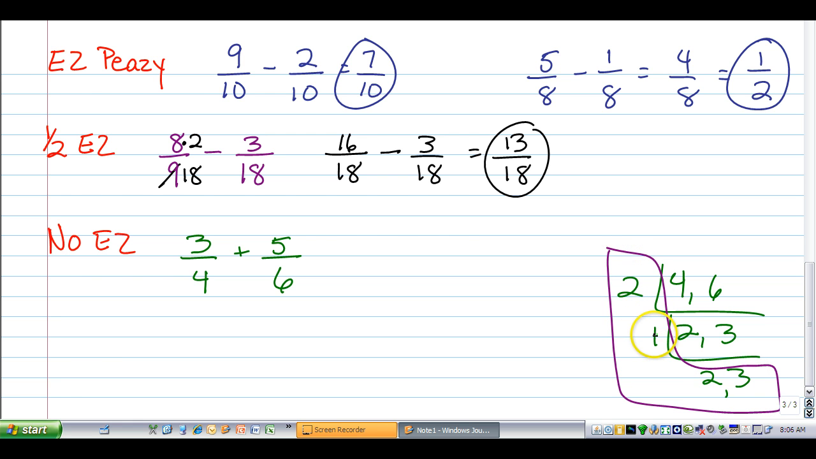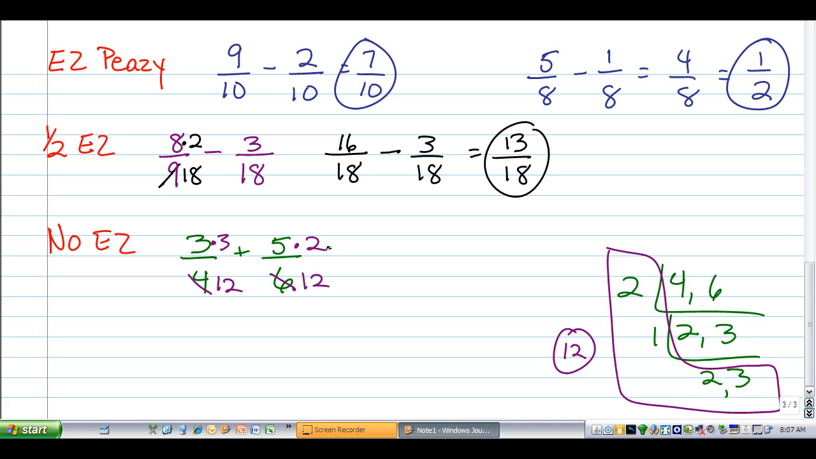2 times 1 is 2, times 2 is 4, times 3 is 12. So the least common multiple is going to be 12, which means that both denominators can be turned into 12. And what did I do to get 12? Well, I multiplied it by 3, so it means I have to multiply this by 3. What did I do to make this 12? I multiplied it by 2, so that means I have to multiply this by 2.